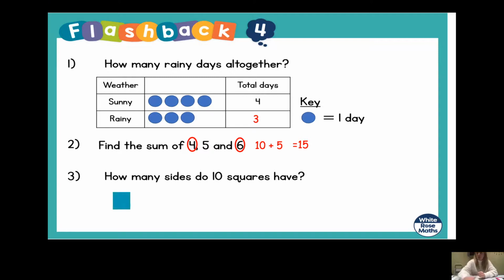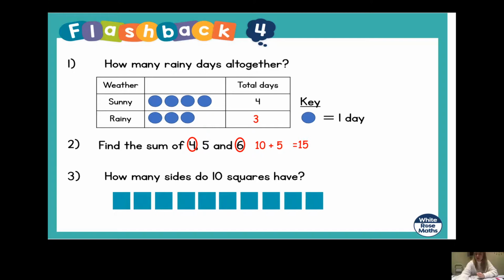Now, number 3, how many sides do 10 squares have? Well, we know that one square has 4 sides. Can you see that the square has 4 sides? Well, we don't need one square, do we? We need 10. So let's add some more squares. We've got 2, 3, 4, 5, 6, 7, 8, 9, 10. Okay, so we've got 10 squares, and each of our squares has 4 sides. So therefore, we can write the multiplication number sentence for 10 multiplied by 4, because there are 10 squares and they each have 4 sides.